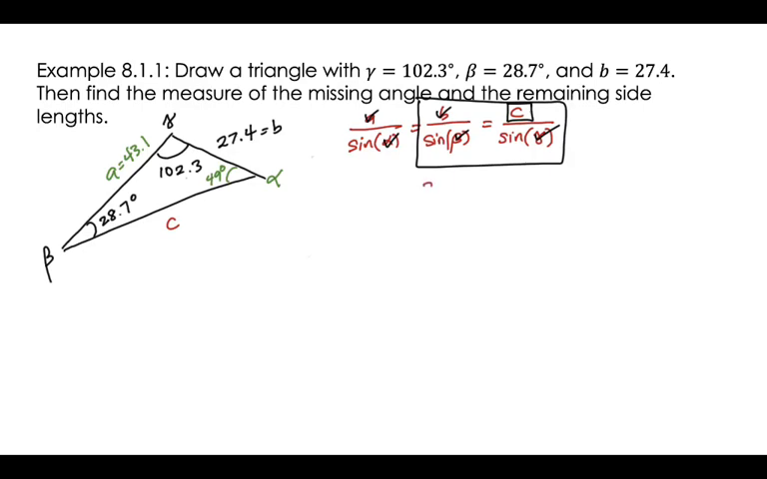So I'm going to plug into this part of the formula. I'm going to do B over sine beta equals C, that I don't know, over sine gamma, 102.3. And then I'm going to solve for C, so I'm going to multiply both sides by sine 102.3.